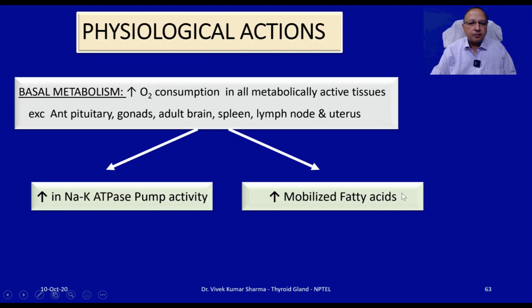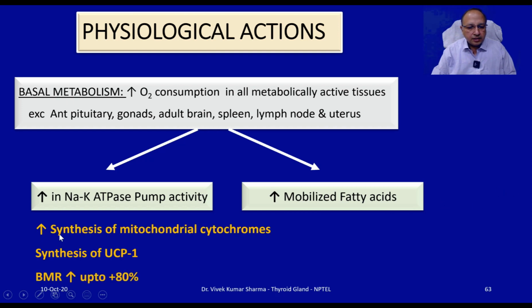So now let's discuss the physiological actions of the thyroid hormones. First and foremost is the basal metabolism. Thyroid hormone is responsible for the maintenance of the basal metabolism. It does so by causing an increase in the oxygen consumption in all the metabolically active tissues of the body. There are a few exceptions like anterior pituitary, gonads, adult brain, spleen, lymph node, and uterus. The mechanisms are: number one, it enhances the sodium potassium ATPase pump activity and it causes increased mobilization of the fatty acids.